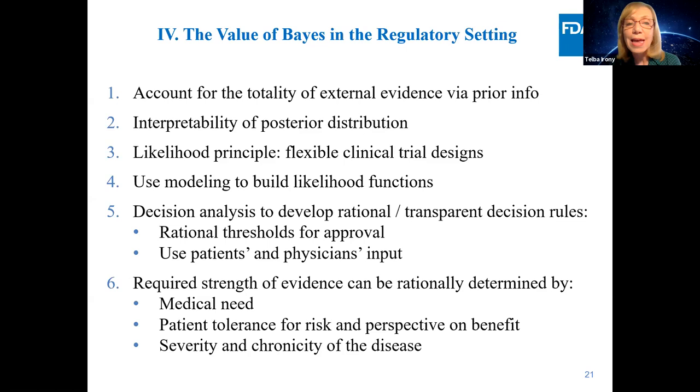The modeling that I mentioned several times in this talk cannot be used in the frequentist paradigm. You have to use Bayesian trials and Bayesian designs to be able to use these models. You can use decision analysis to develop rational and transparent decision rules. You can use rational thresholds for approval instead of always the same significance level. You can use patient and physician input. The required strength of evidence can be rationally determined by the medical need, by patient tolerance for risk and perspective on benefit, and by the severity and chronicity of the disease.